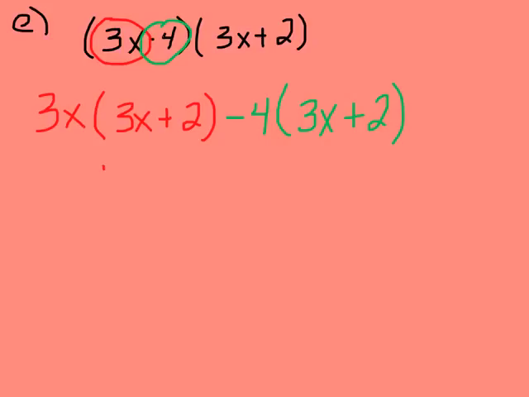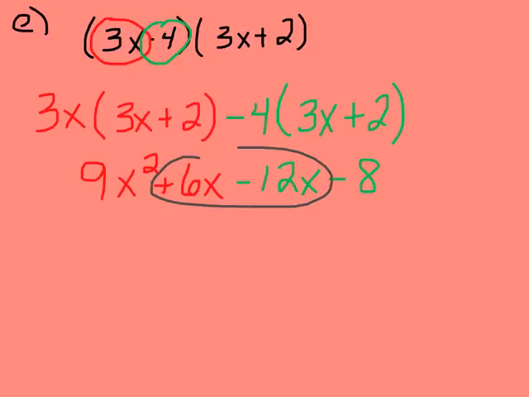3x times 3x gives me 9x squared. 3x times 2 gives me a positive 6x. Negative 4 times 3x is going to give me negative 12x. And negative 4 times 2 is going to give me negative 8. Positive 6x and negative 12x now can be simplified. You're going to get negative 6x. So I have 9x squared minus 6x minus 8.